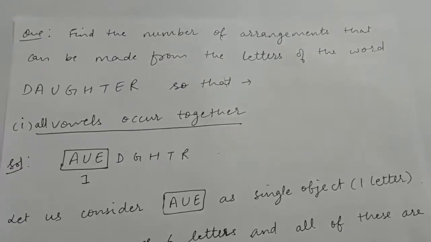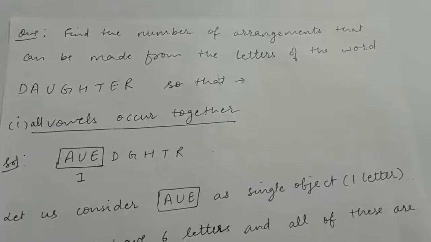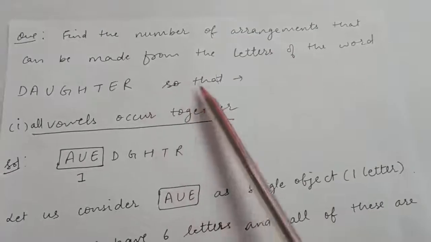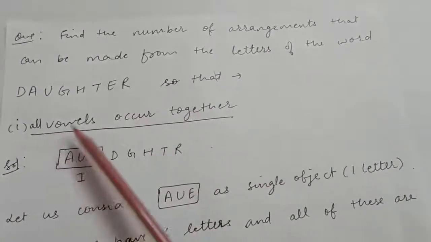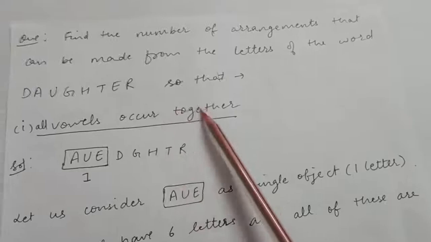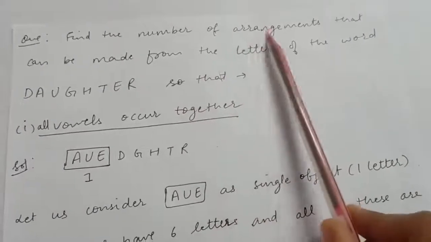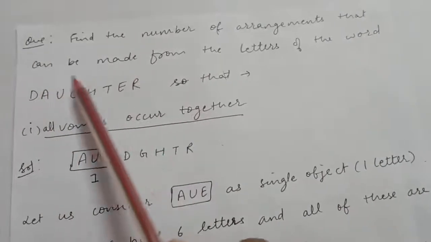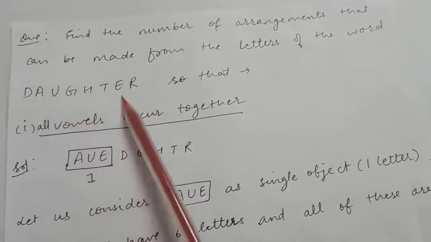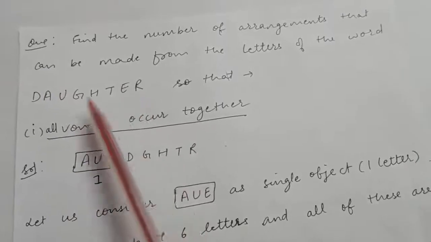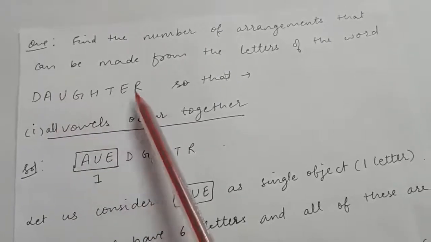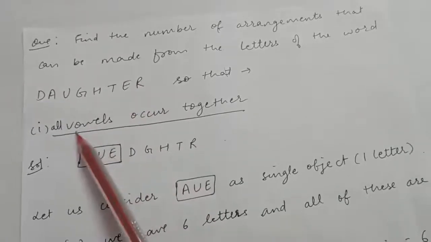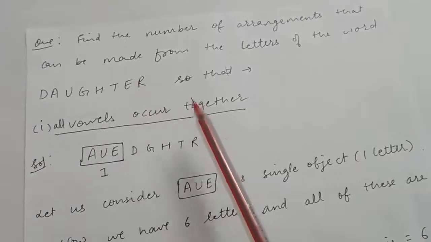See, the question is: find the number of arrangements that can be made from the letters of the word DAUGHTER, so that, first case, all vowels occur together. Now you have to see the letters of the word DAUGHTER. First of all, you can see that no letter is repeating, right? There is no letter in this word which is repeating, and they have asked to find the arrangements so that all the vowels occur together.